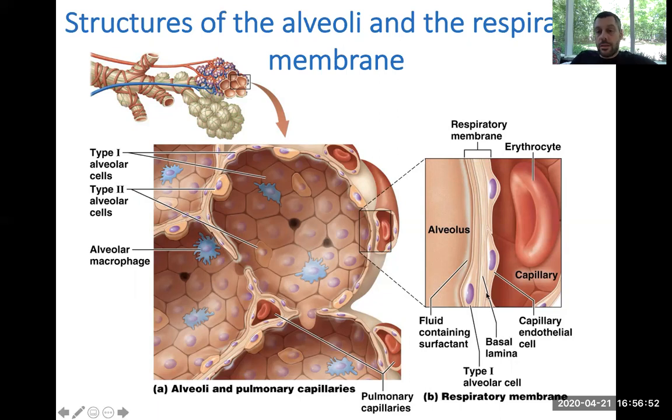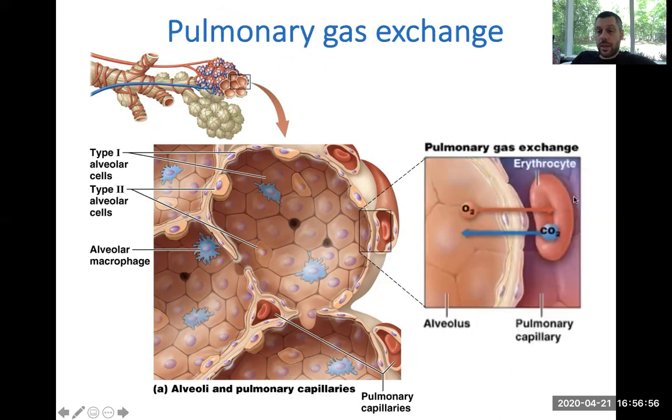So this respiratory membrane is where gas exchange takes place. And if I just put in the little gas exchange insert, you see what's happening. Oxygen is obviously moving into your blood. Carbon dioxide is moving out of your blood. And if you remember back to the very first lab, this is just occurring down concentration gradients, right?